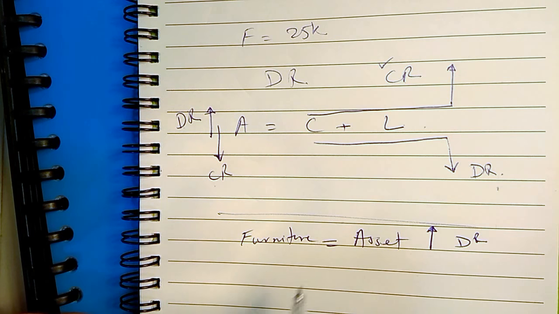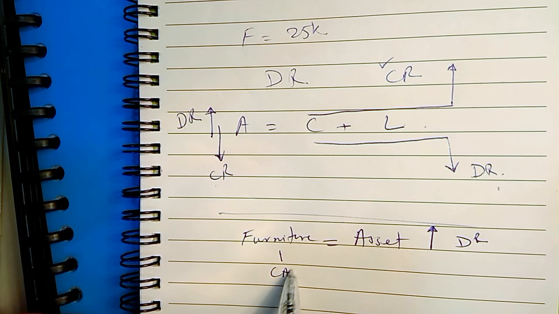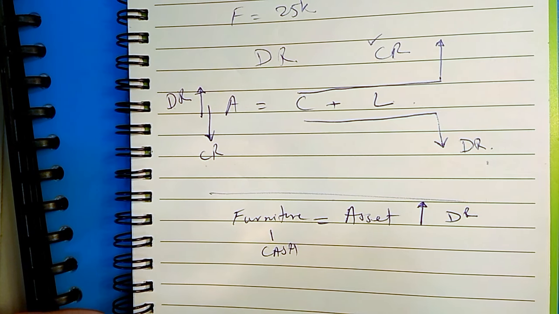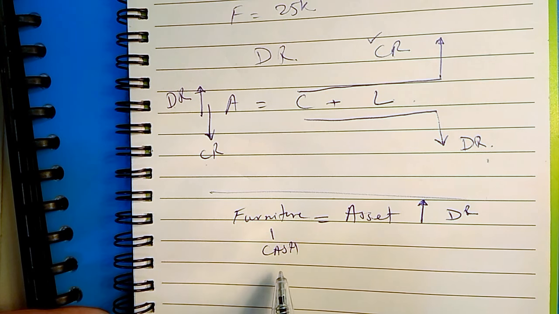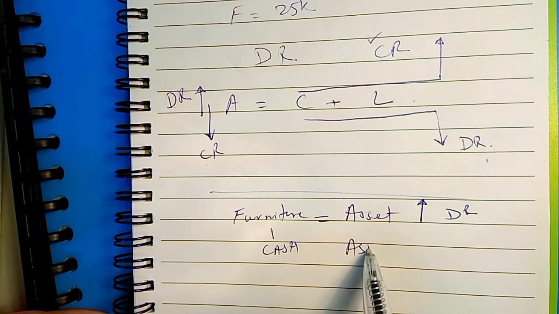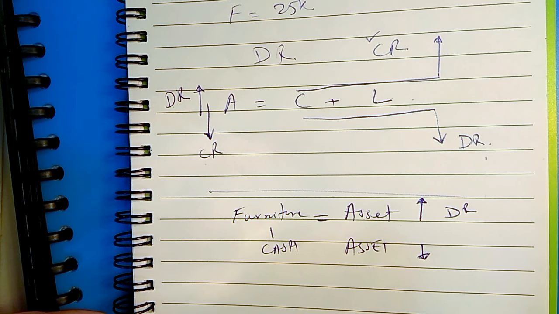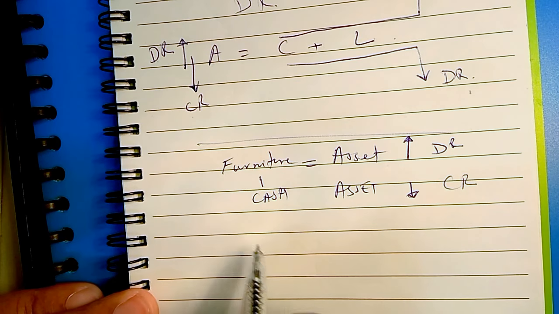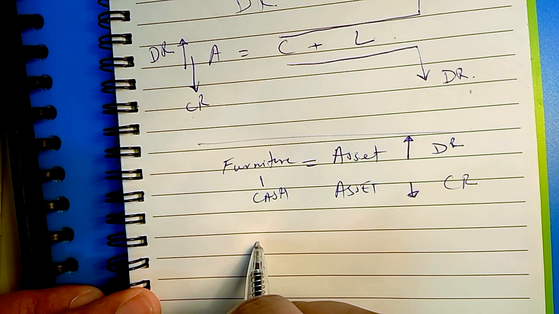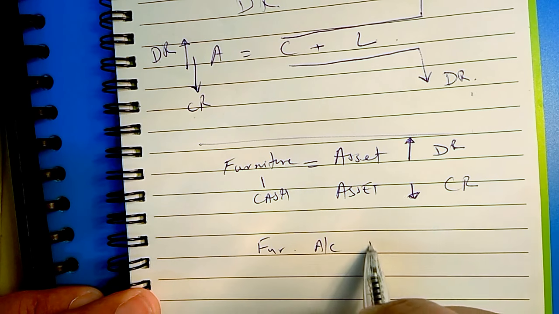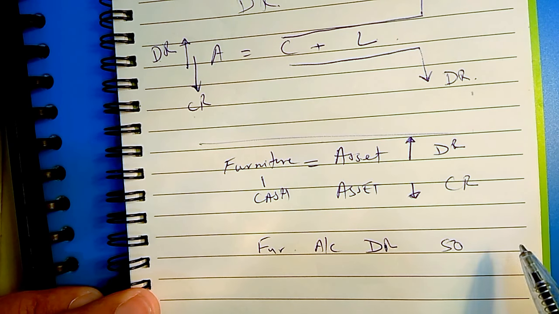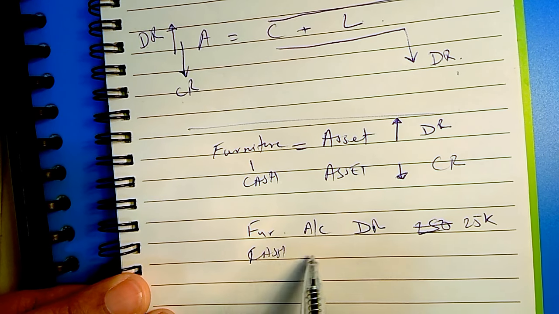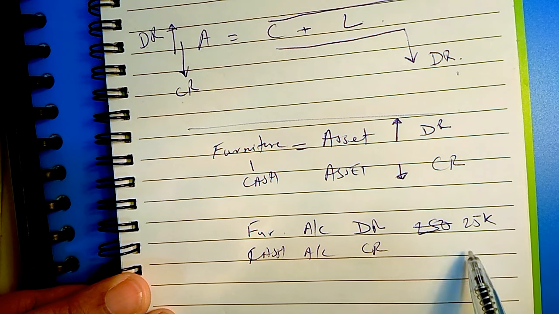But again, how did you buy the furniture? You bought it with cash. So cash is going out to someone, right? Because you're paying by cash. So cash is an asset. Asset going down, because you are losing the money, is a credit. So furniture account debit 25K, and cash account credit 25K.